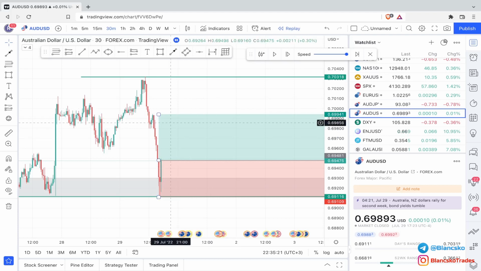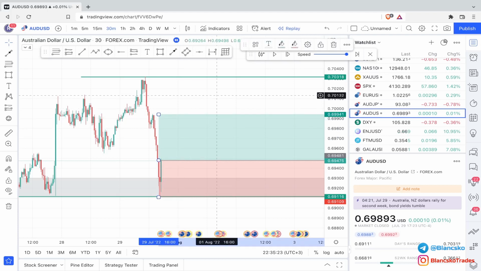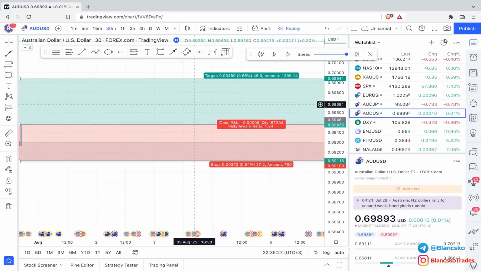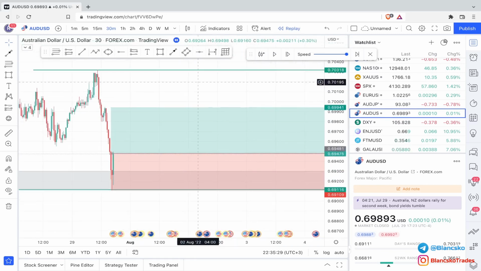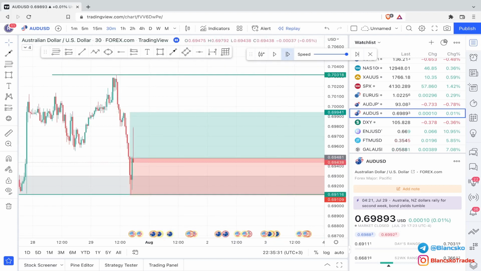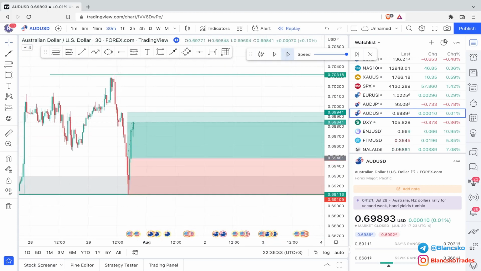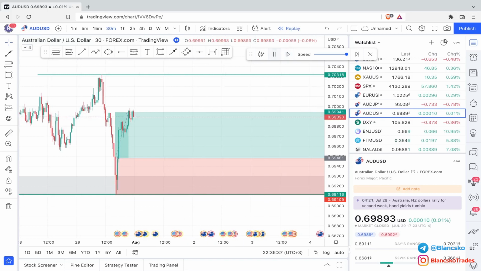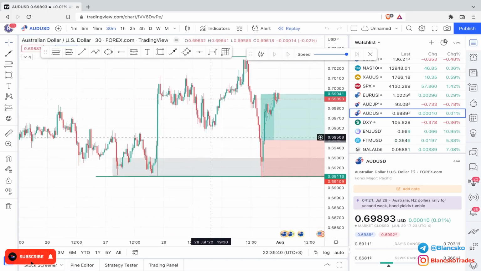I mean small resistance, which will give you a 1.3 R, I guess. Yeah, 1.2 R. Not bad. Not bad, okay? So let's see how this plays out. As you can see, the take profit would have been smashed, and that's pretty much the setup, okay?